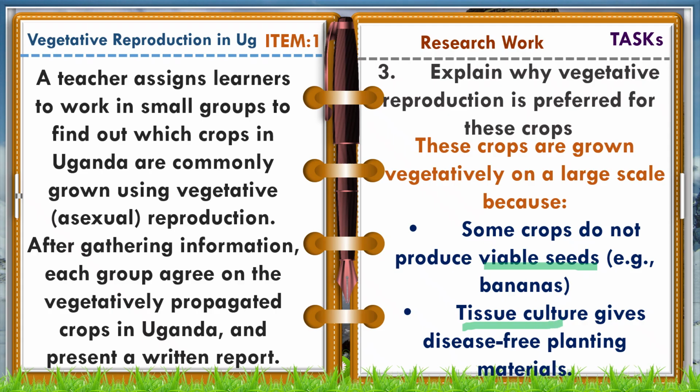Then also, tissue culture gives disease-free planting materials. Tissue culture is where we have a part of a plant taken into the lab and cut into smaller pieces. And then each smaller piece will turn into a new plant. Now, if this piece, from which we are going to get thousands of plants, was disease-free, then also the plants that we are going to get are going to be disease-free. So vegetative reproduction, when we are using tissue culture, can give us disease-free planting materials.